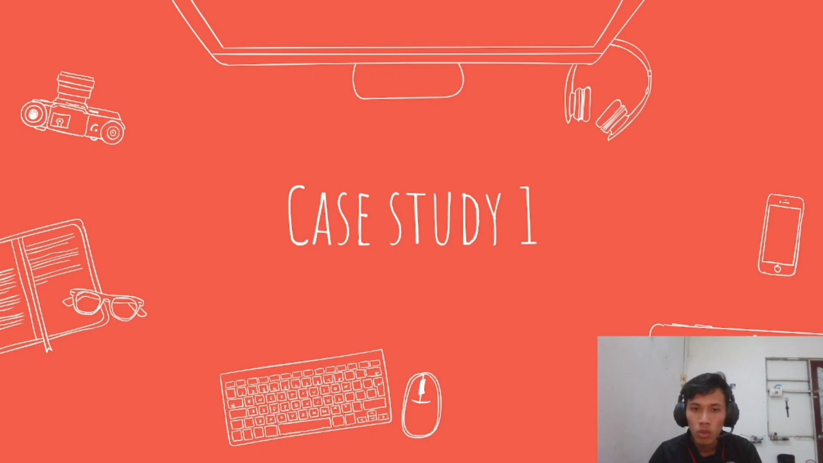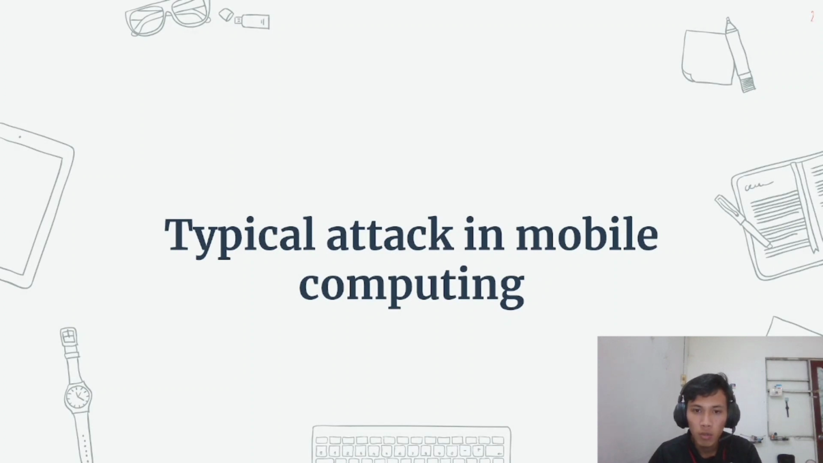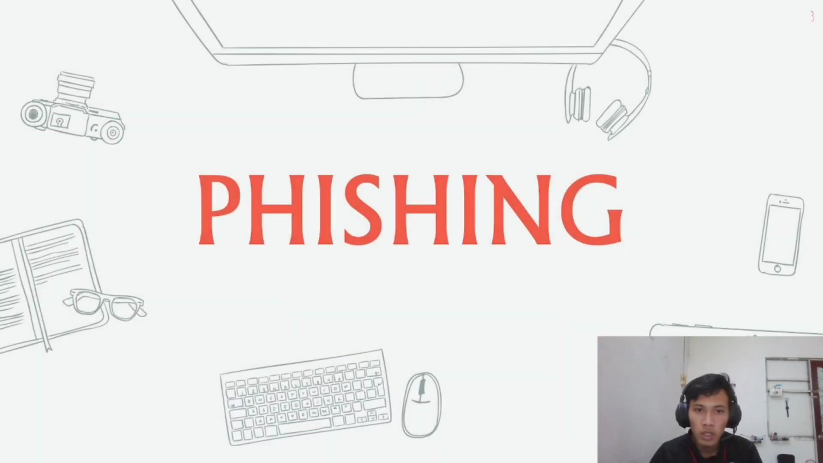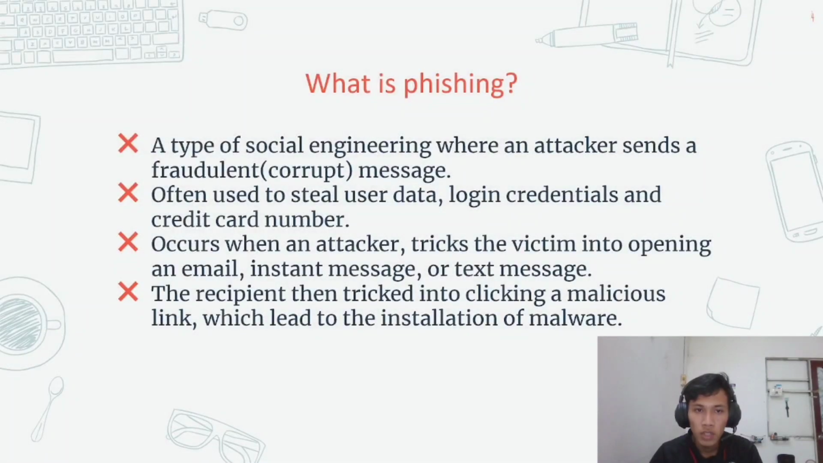Today I'm going to present case study 1, which is typical attack in mobile computing. The attack that I choose is phishing. What is phishing? Phishing is a type of social engineering where an attacker sends a corrupt message, often used to steal user data, login credentials, and credit card number. It occurs when an attacker tricks the victim into opening an email, instant message, or text message. The recipient is then tricked into clicking a malicious link, which leads to the installation of malware.